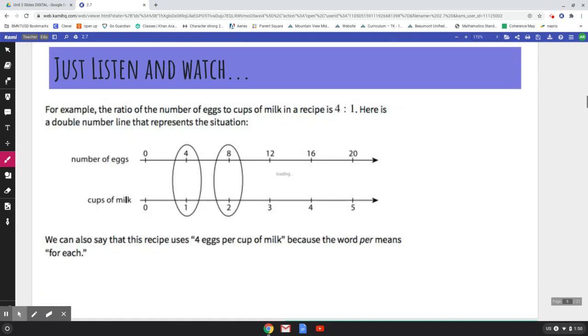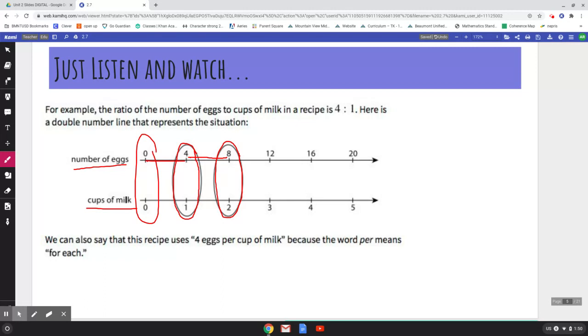So here's an example. The ratio of the number of eggs to cups of milk in a recipe is 4 to 1. Here's a number line. So notice that it's labeled. Notice that it starts at 0. Notice that this spacing and this spacing are pretty equal. It doesn't need to be exact, but it should be pretty equal. And notice how this 4 is above the 1, this 8 is above the 2. So everything needs to line up.